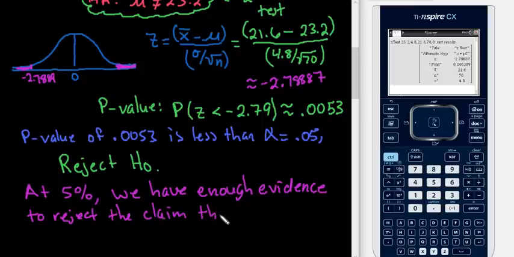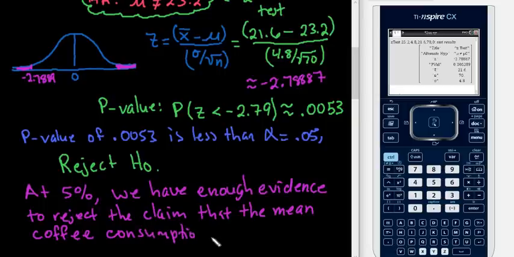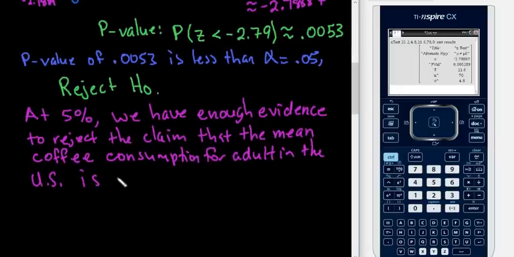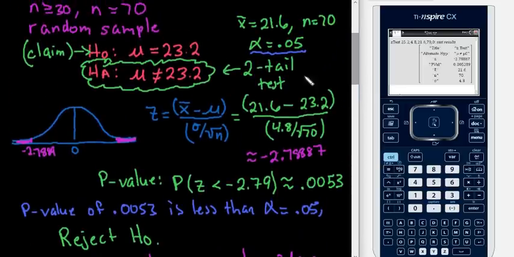that the mean coffee consumption for an individual in the U.S. is 23.2 gallons. So we basically just restate what we originally started with. So at 5%, we have enough evidence to reject the claim that the mean coffee consumption for an adult in the US is 23.2 gallons. And if we wanted to go a little bit further, we could say based on our sample, it appears that the coffee consumption happens to be less than 23.2. Since we had such a strong evidence for this not being true, we could really say that it looks like it's much lower.